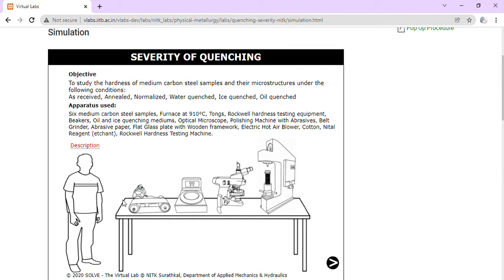Apparatus that we will use is 6 medium carbon steel samples, furnace at 900-1000 degrees Celsius, tongs, Rockwell hardness testing equipment, beakers, oil and ice quenching mediums, optical microscope, polishing machine with abrasive, bench grinder, abrasive paper, flat glass plate with wooden framework, electric hot air blower, carton, neutral reagent, Rockwell hardness testing machine.